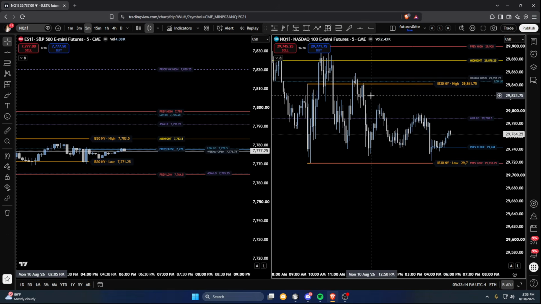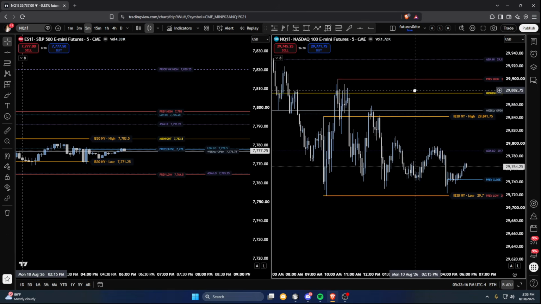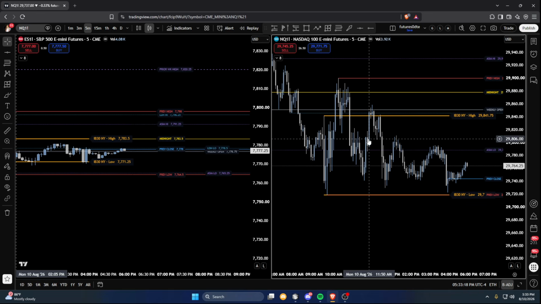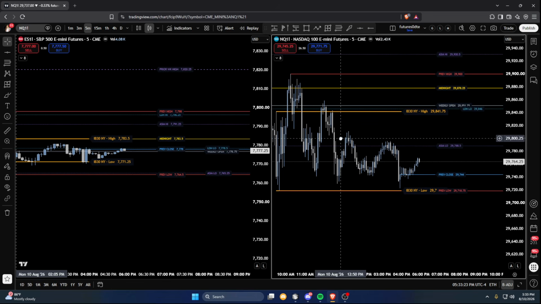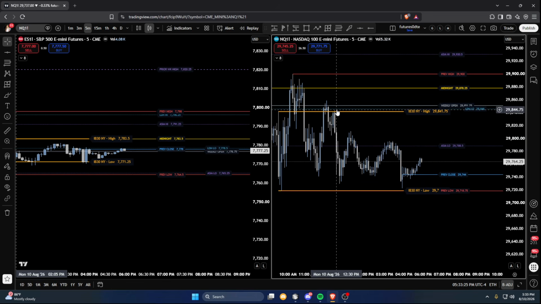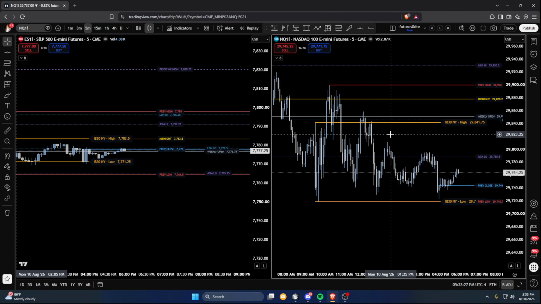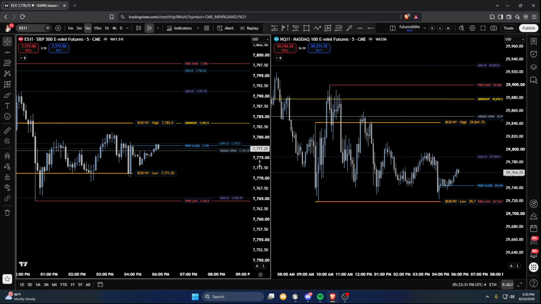And for NQ as well, we ended up moving past the levels and everything, but we did get a nice short off of this London high over here. So that was pretty nice confluence to see.